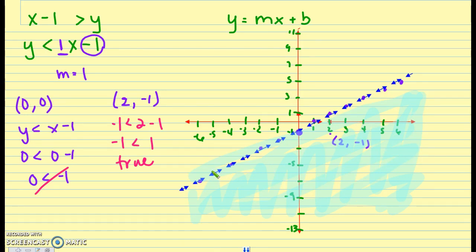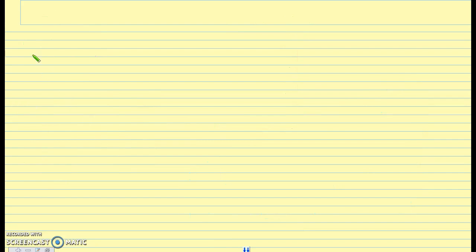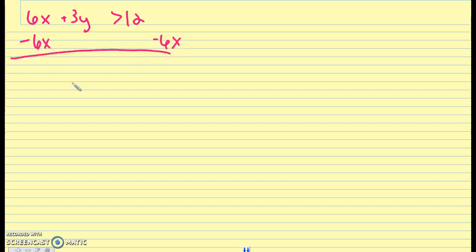So let's try another one of these where I have to solve a little bit more because they're going to give it to me in standard form. 6x plus 3y greater than or equal to 12. Okay? So I want my y's on one side and my x's on the other. That's the first thing to change. So I'm going to subtract 6x off of both sides, and I'm going to get 3y is greater than or equal to -6x plus 12.